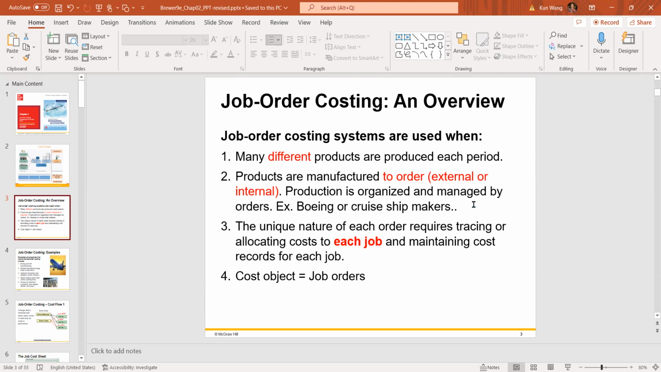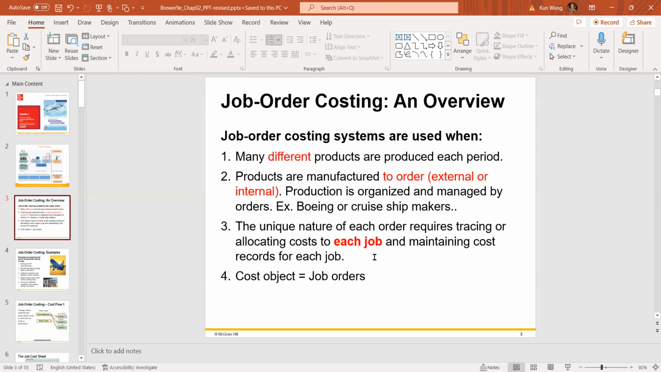Each aircraft or each cruise ship, we know, is a very expensive item, and each one is a customer order. We'll track their direct material, direct labor, and allocated overhead, so after we finish the aircraft or the cruise ship, we can determine how much cost the company incurred, and then use the cost as a base to charge the customers. So the unique nature of each order requires that in job order costing, the accounting system and decision making will be centered on tracing or allocating the cost to each job and maintaining cost records for each job.